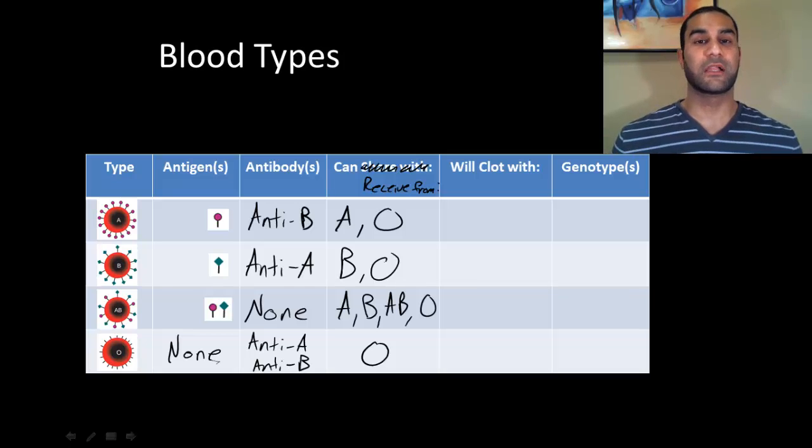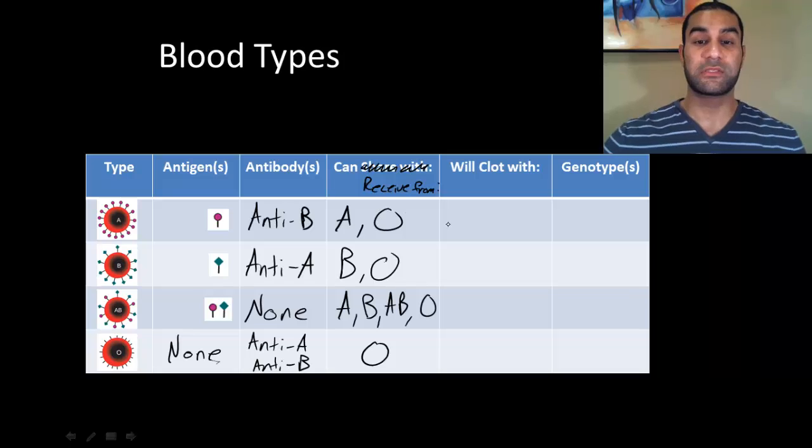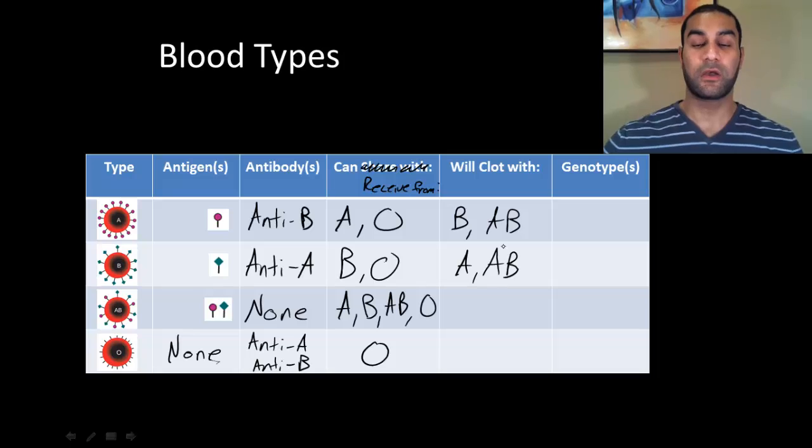And when we talk about the clotting factors, that's basically what we don't want to happen. If you have type A blood, you're going to clot with any one that introduces the B antigen, which means you're going to clot with either type B or type AB. If you have type B blood, you're going to clot with any combination of A, which means either the A or the AB will cause clotting factors. These are things you try to avoid at all costs.